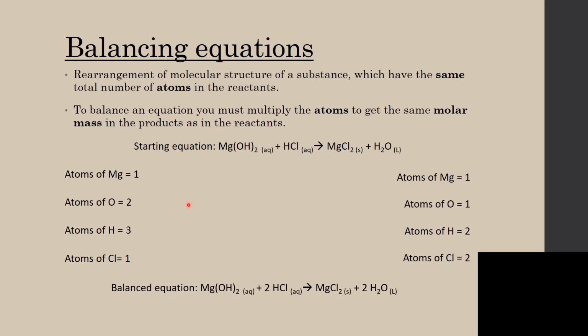Hopefully from this you can see that we now have one magnesium on the left, one magnesium on the right, 2 atoms of oxygen on the left, 2 atoms of oxygen on the right from the 2 in front of the H2O, and then we have 4 hydrogen atoms on the left from the 2 on the magnesium hydroxide and the 2 in the hydrochloric acid, and 4 hydrogens on the right from the 2 in front of the H2O, allowing us to have our final products.